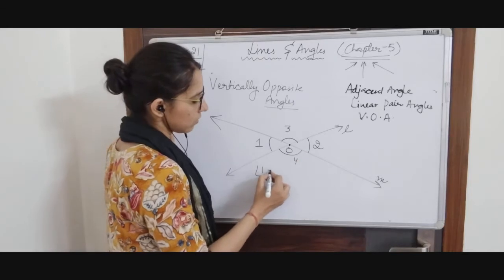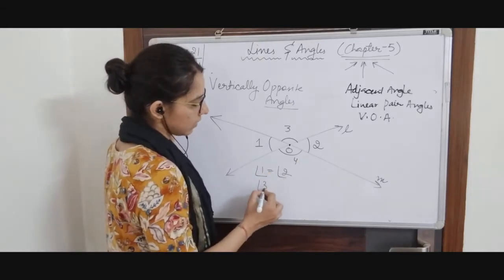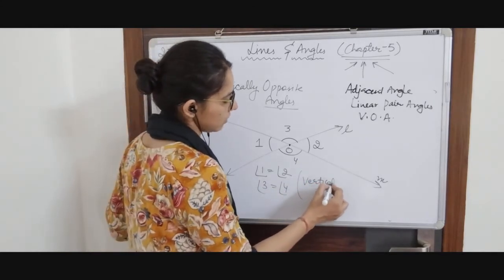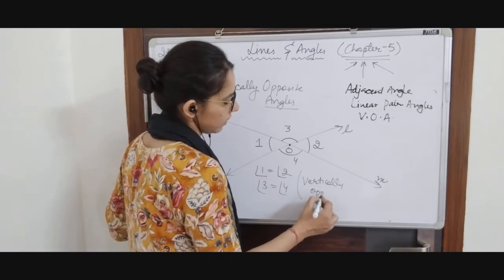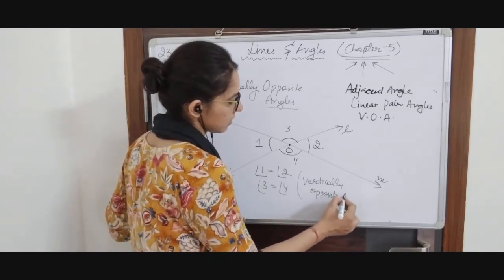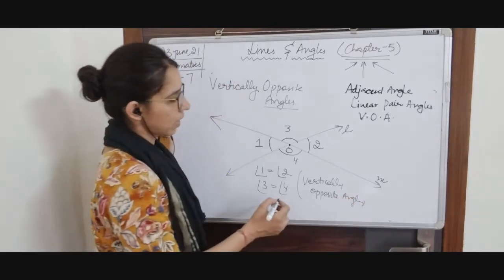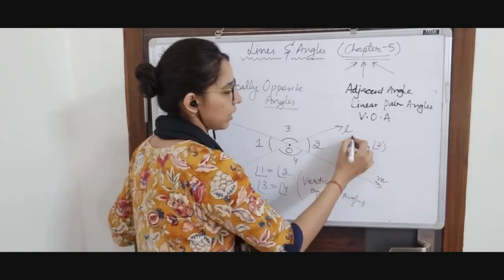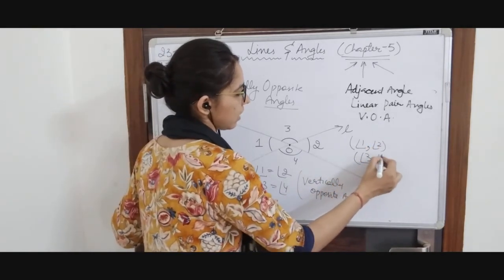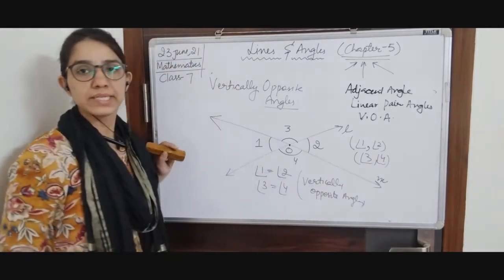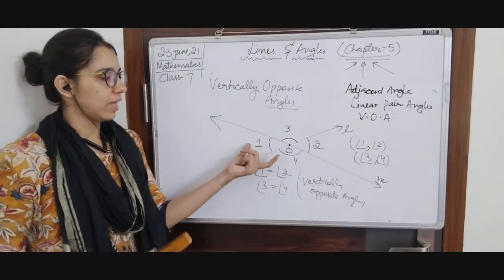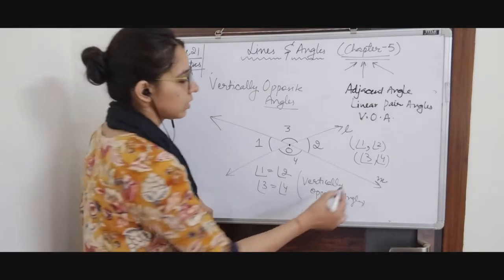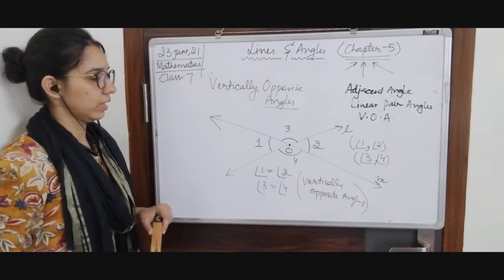So angle 1 is equal to angle 2 and angle 3 is equal to 4 because they are vertically opposite angles. Vertically opposite angles. So if you want to write one pair of vertical opposite angles, you will simply write 1 and 2. This is one pair of opposite angles. Another pair, angle 3 and 4. Condition is two lines intersecting at a point, and at that point the angles formed on the opposite sides will be vertically opposite angles. Now why are vertically opposite angles equal?